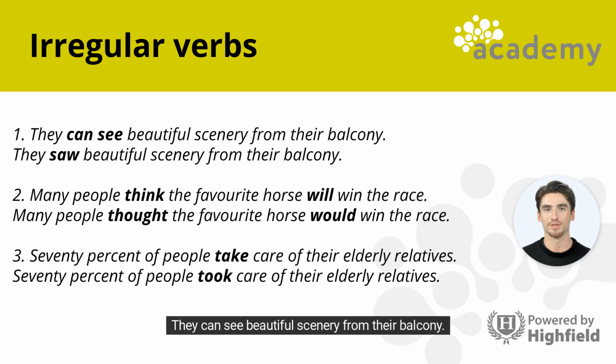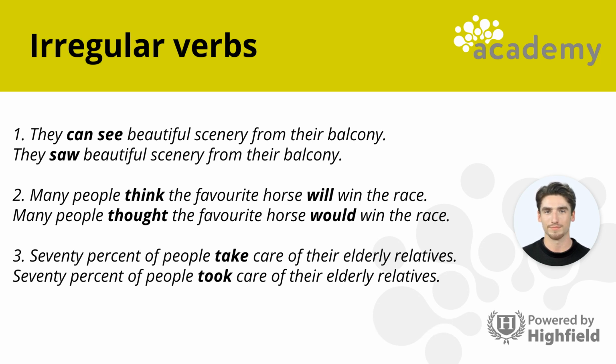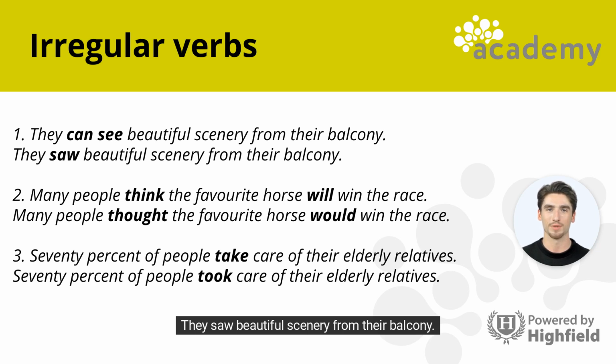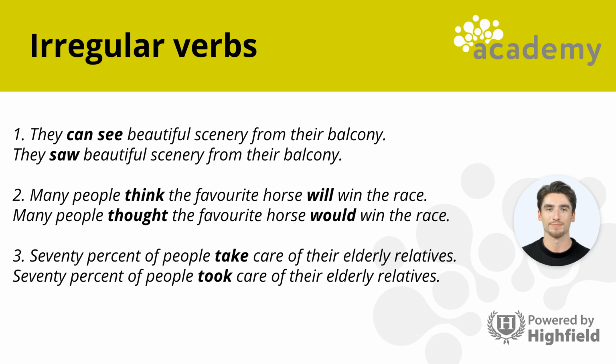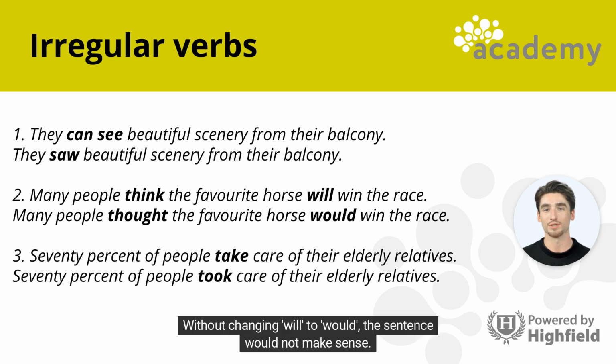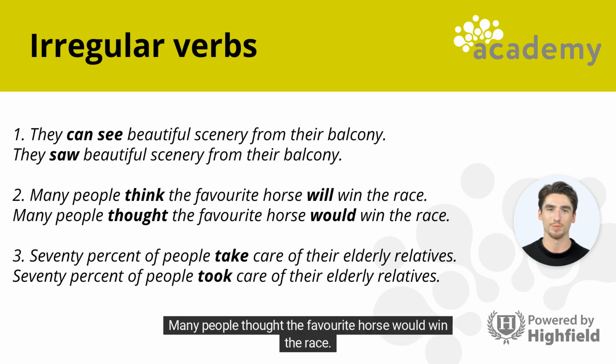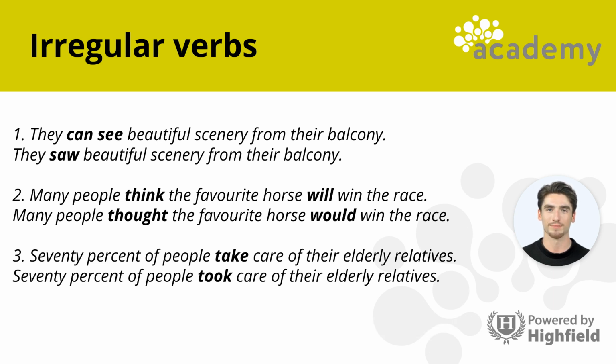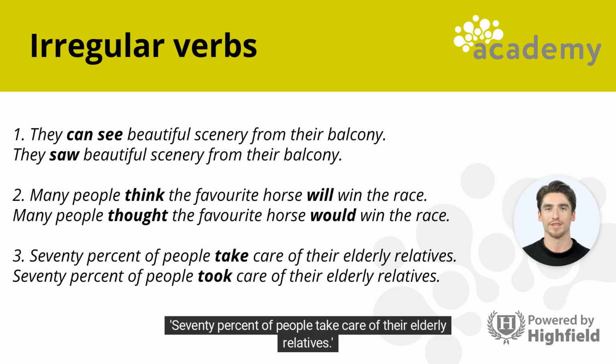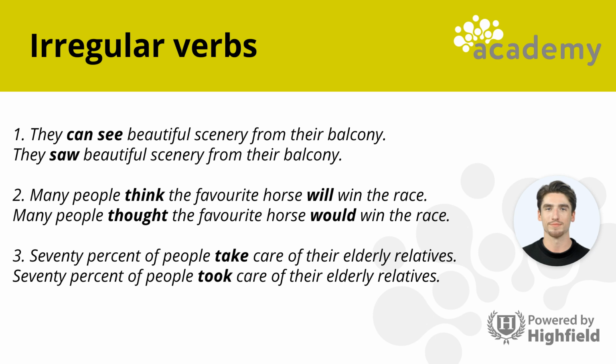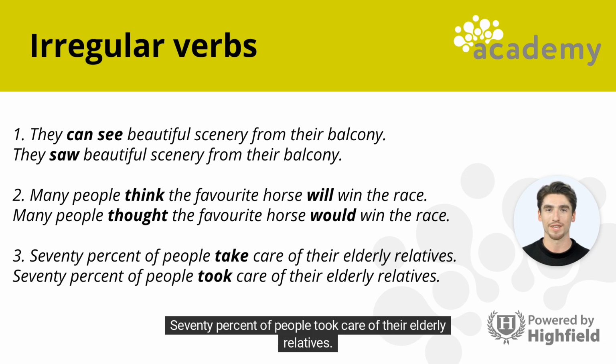They can see beautiful scenery from their balcony. The verb see becomes saw. They saw beautiful scenery from their balcony. Many people think the favorite horse will win the race. The verb think becomes thought, and will becomes would. Without changing will to would, the sentence would not make sense. Many people thought the favorite horse would win the race. 70% of people take care of their elderly relatives. The verb take becomes took. 70% of people took care of their elderly relatives.